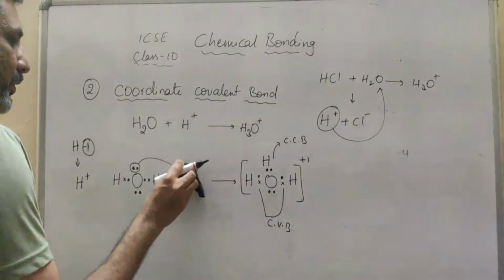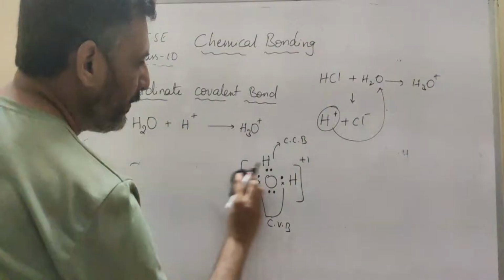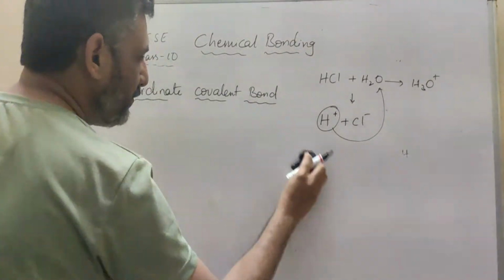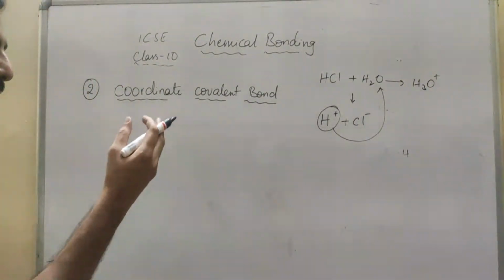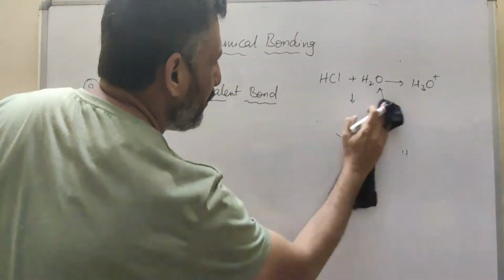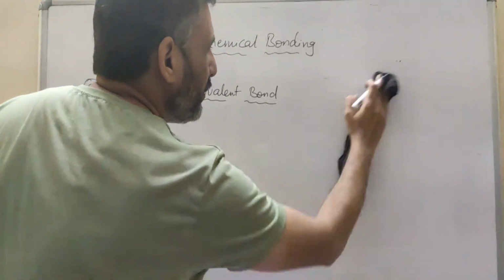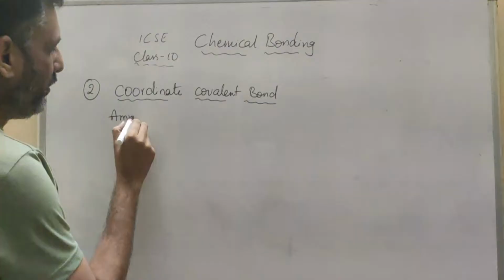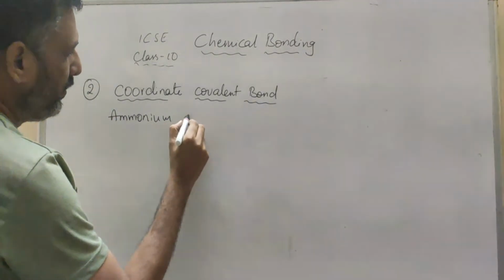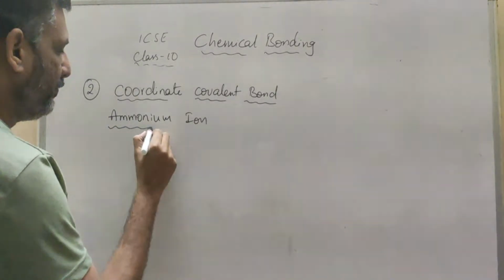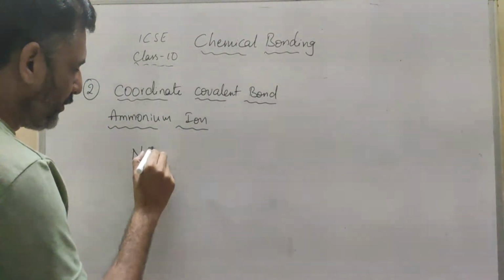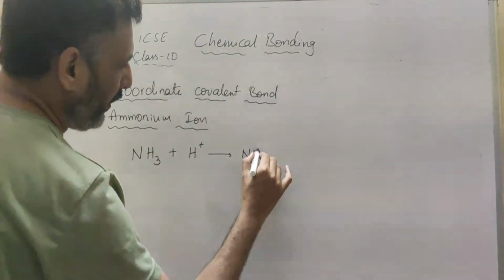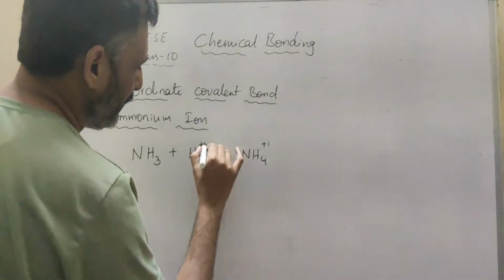Similarly, we'll see ammonium ion. When a water molecule combines with H plus, it forms hydronium ion, and similarly when an ammonia molecule combines with H plus, it forms ammonium ion. Okay, formation of ammonium ion. So in this, the ammonia molecule combines with H plus to form NH4 plus.